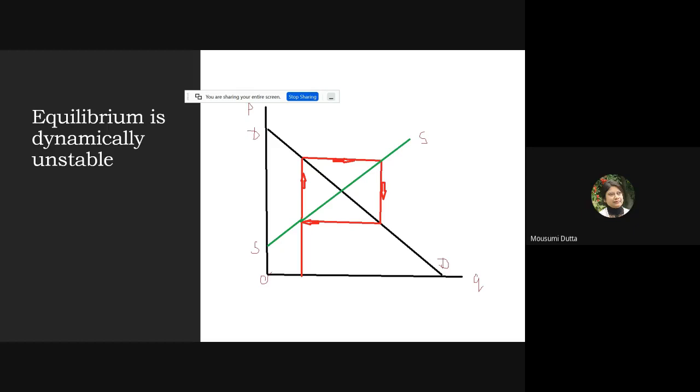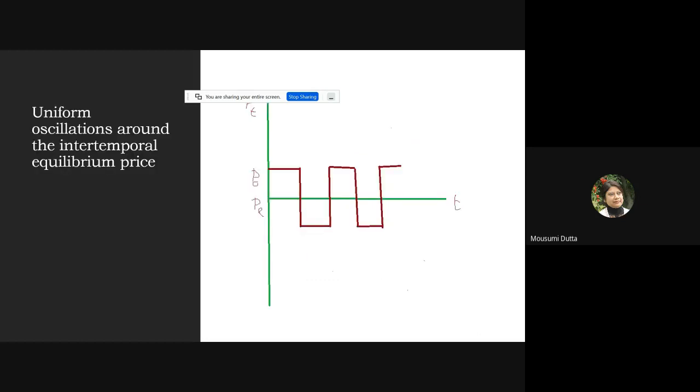So the equilibrium is dynamically unstable because this is not a stable equilibrium. Though it is uniform, it is not coming towards equilibrium. And this is the time path. You can draw the axis if you like, or keep it like this.